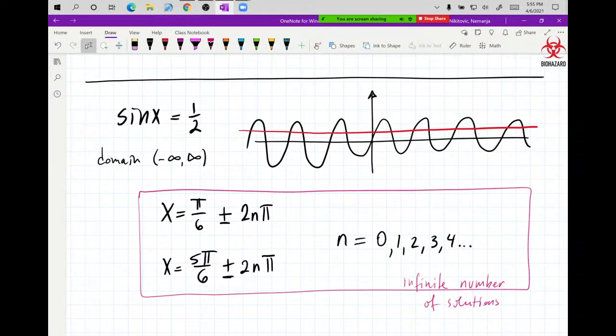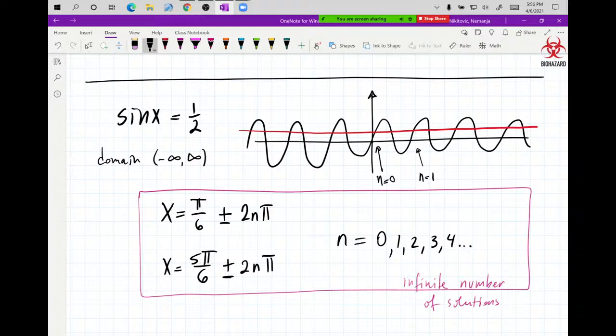So my pi over 6 solution is right there. And that's when n is equal to 0. But then, when I jump over here, that's n equals 1. And that one is pi over 6 plus 2 pi. Yeah, we just added the period to jump to the next solution. And then n equals 2, n equals 3, n equals 4. It keeps jumping to the next solution and the next solution. And those are the infinity of solutions that go off of pi over 6.